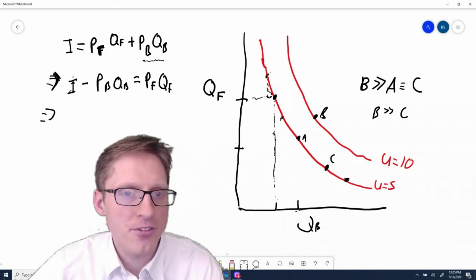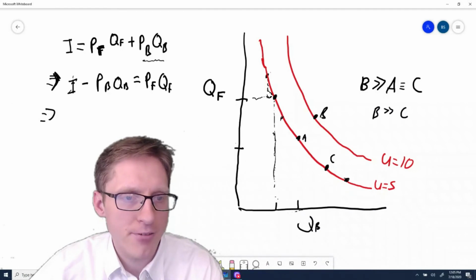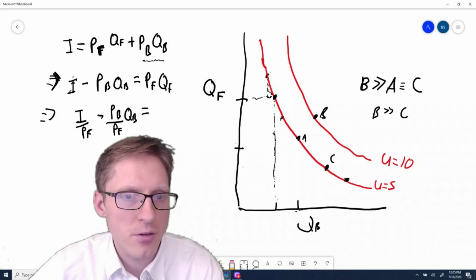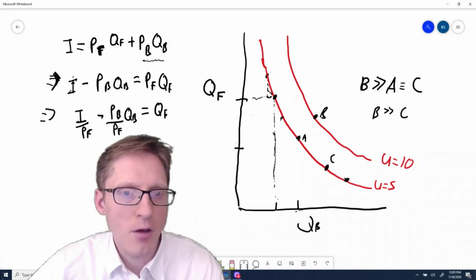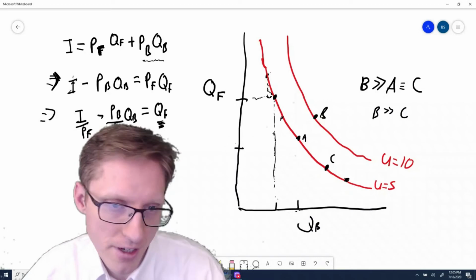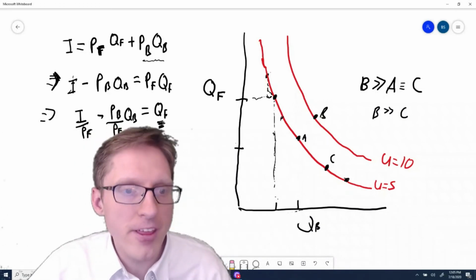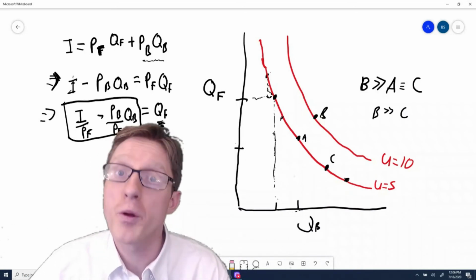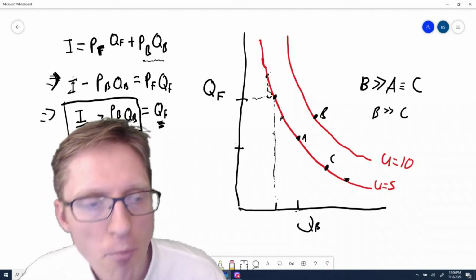And if we then divide both sides by the price of good F, we get that I over PF minus PB over PF times QB is equal to QF. So now we've isolated QF, the variable that we want to be the dependent variable, by itself on one side of this equation. And so this expression on the other side is what we plot. We're going to call that the budget line.